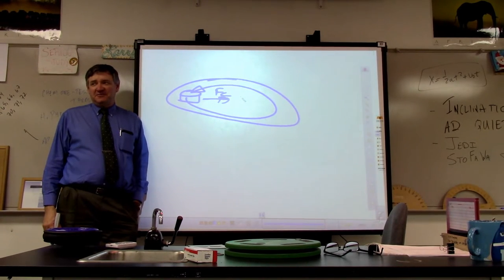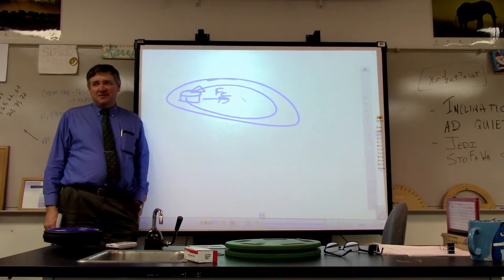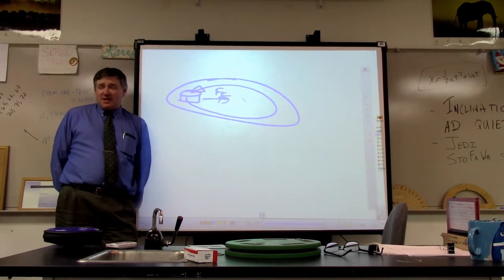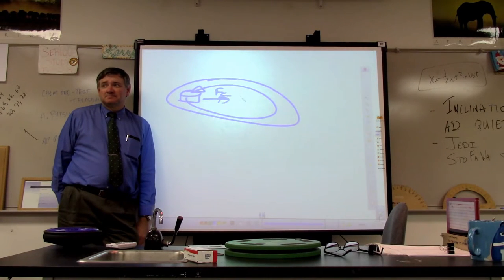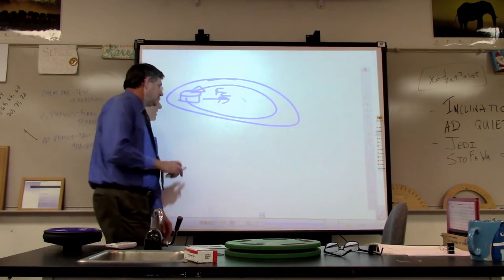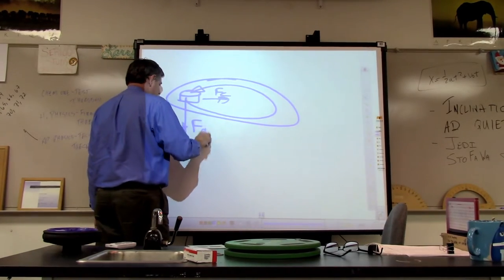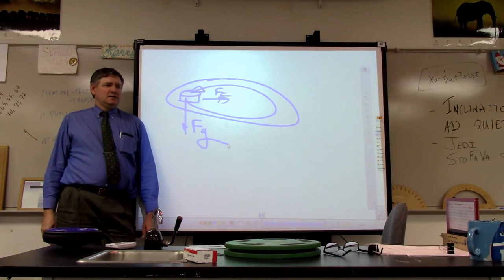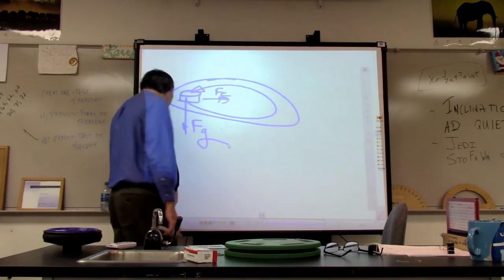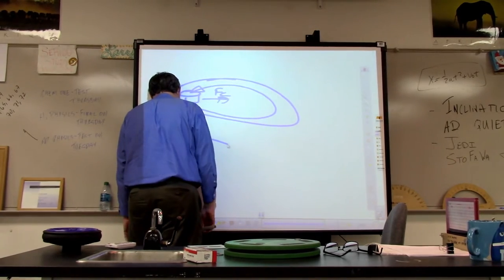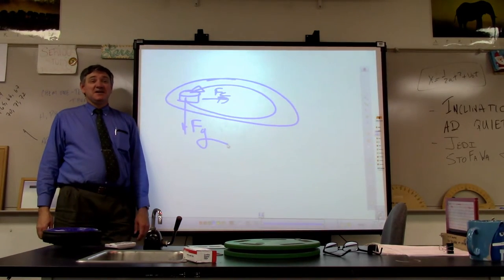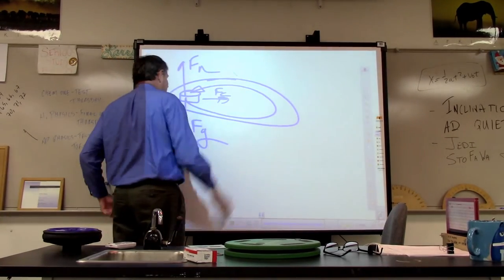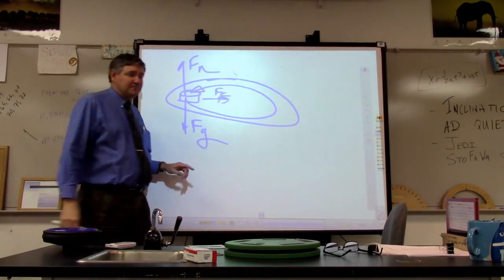Gravity. What's another one? Friction is what's creating the centripetal force, so that one's already been taken. Gravity, okay. There's 2, there's 1 more. Normal force. Our force going up. Normal force. Okay.